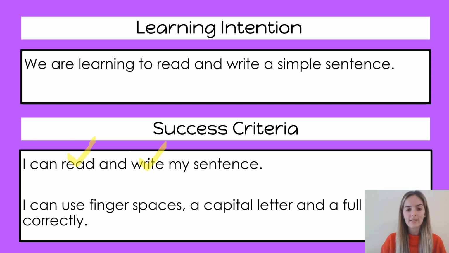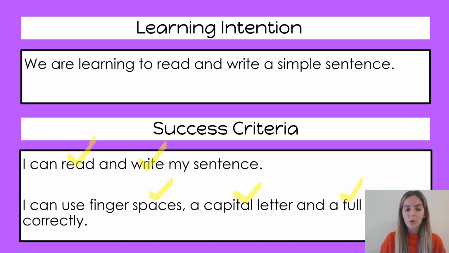Now, our next success criteria was I can use finger spaces, a capital letter, and a full stop correctly. So what I want you to do now is look at the work that you've just completed, and I want you to go through and tick if you used a capital letter at the start of your sentence, if you used finger spaces in between your words, and if you used a full stop correctly.